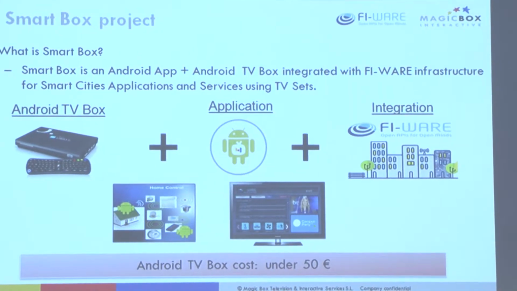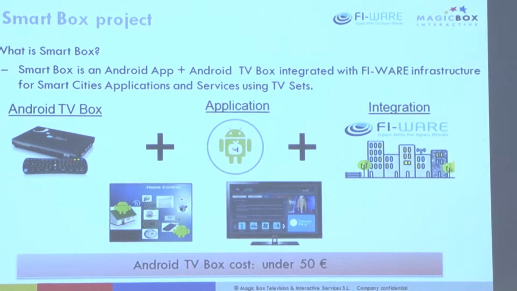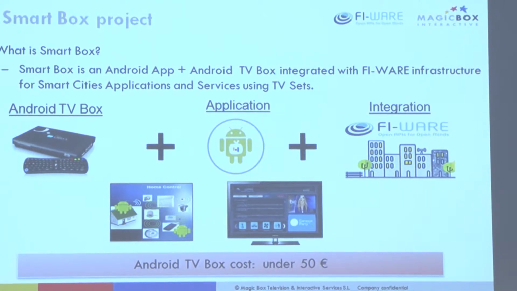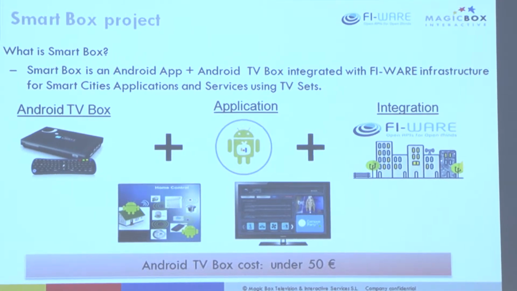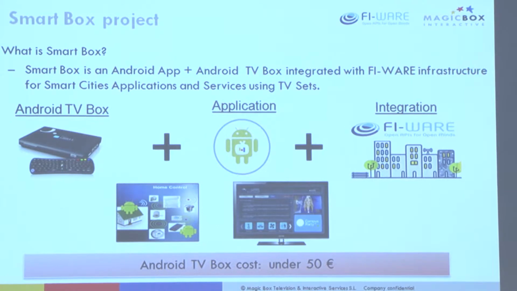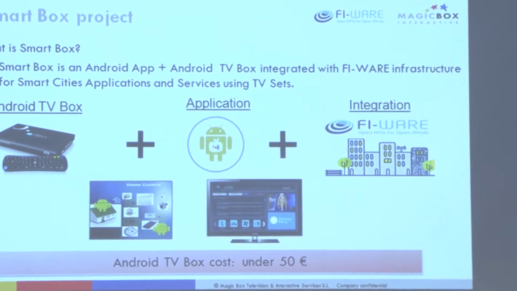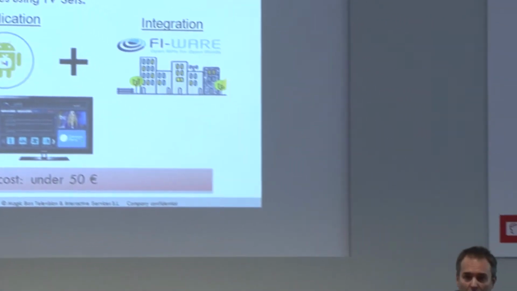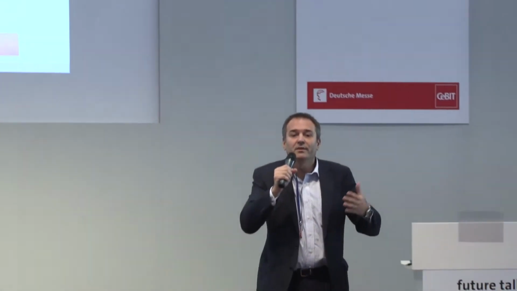What is a Smartbox? A Smartbox is a project that, using FIWARE, lets us add information that we are capturing from smart cities. This means that what we plan to do is to be the window to the smart cities information using the TV, using the remote control, in this case the new modern remote control that includes a pointer and keyboard, but it's very simple.